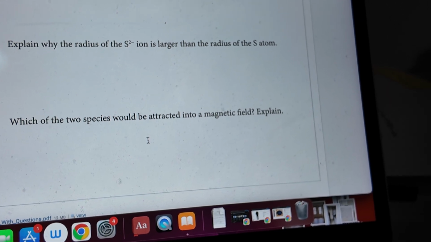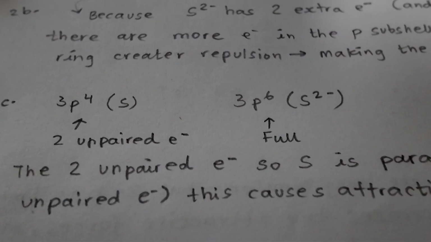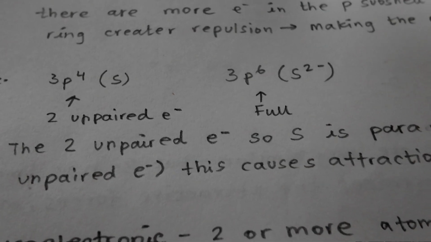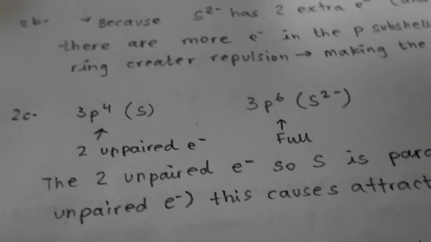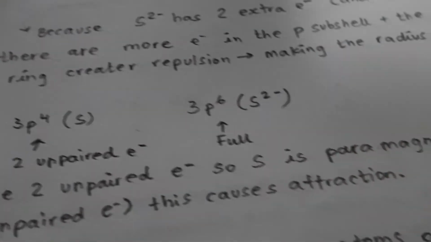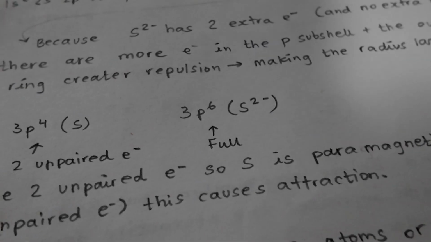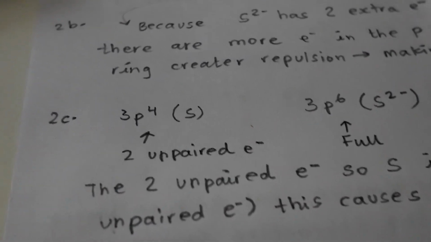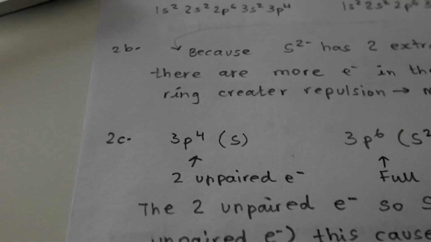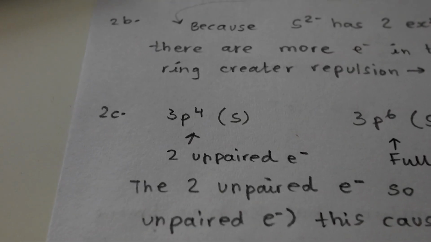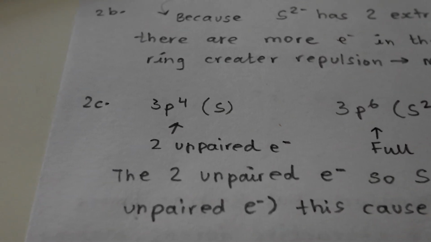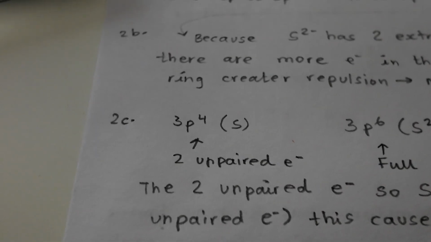Okay, and then which 2 species would be attracted in a magnetic field? Oh, okay, so if you look, S, or sulfur, has a 3p4, and 3p6 is for S2 minus, and so sulfur has 2 unpaired electrons. The 2 unpaired electrons would make it paramagnetic, which means it has 1 or more unpaired electrons. And this causes attraction. The unpaired electrons cause things to be attracted to it, because it increases the magnetism.